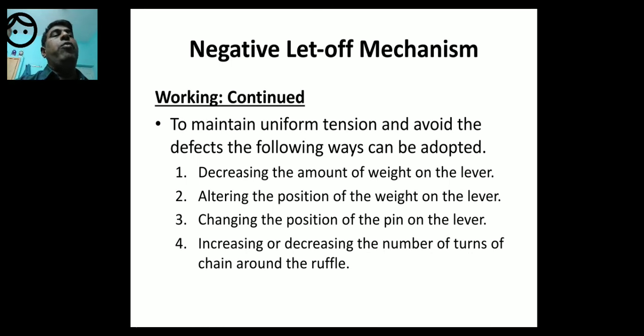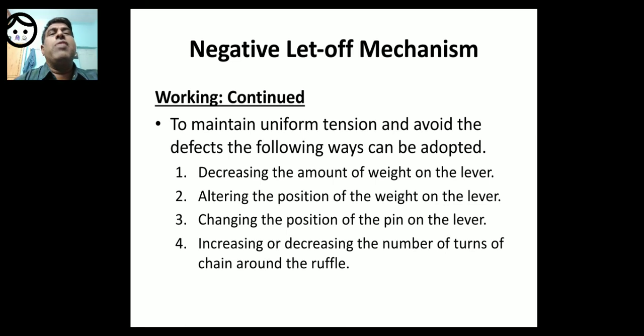To maintain uniform tension and avoid the defects, the following ways can be adopted. What are the following ways? Decreasing the amount of weight on the lever. So these are the 4 important points. If you write these 4 points, you will get marks. Simple.